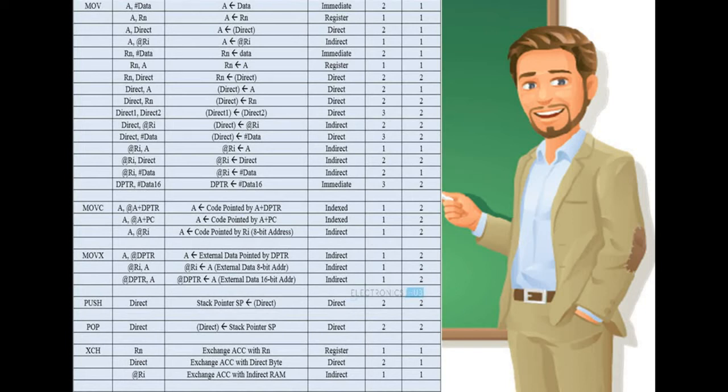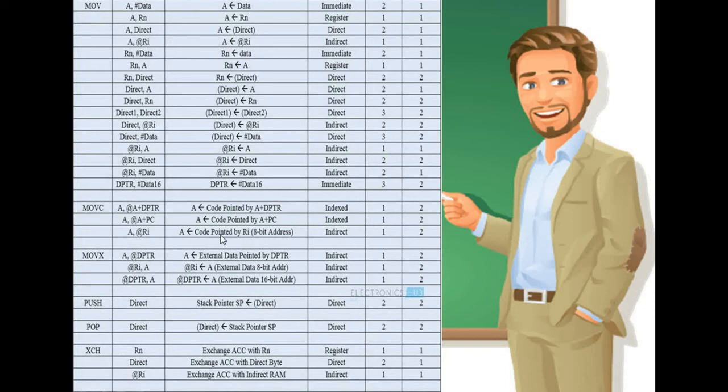Here MOVC A comma @A plus DPTR. That means the contents of the accumulator and the data pointer are added, and the value will be moved to the accumulator. That is, the code pointed by A along with the data pointer is added, and the resultant is given to the accumulator. The second one goes to the code pointed by A plus program counter. Here we are using the data pointer, and here we are using the program counter. The complete value will be given to the accumulator.